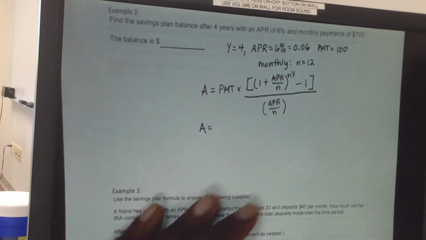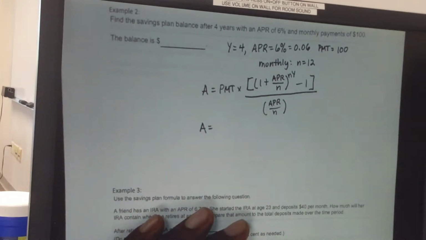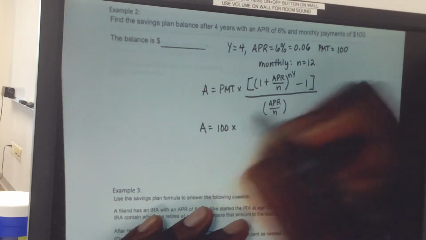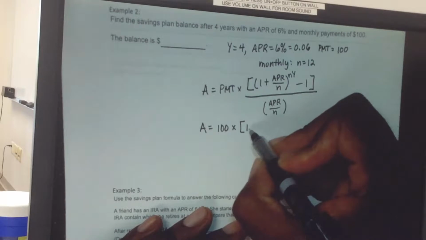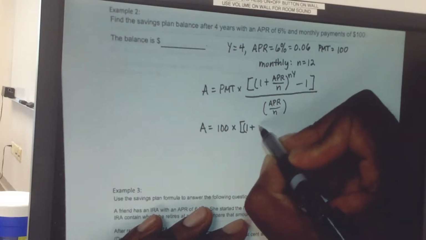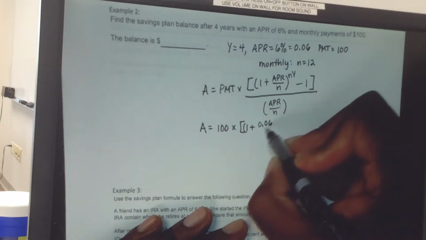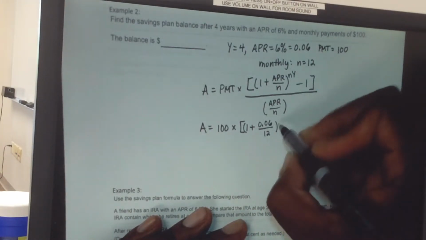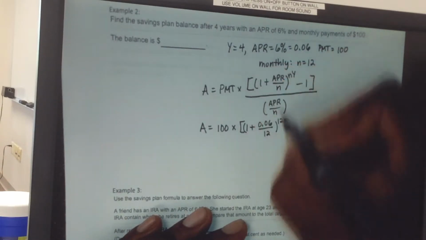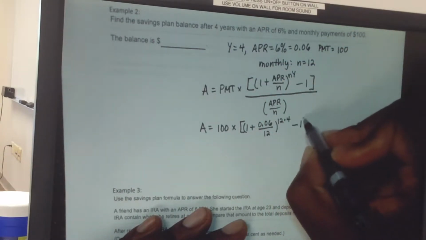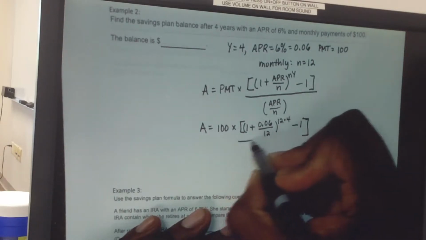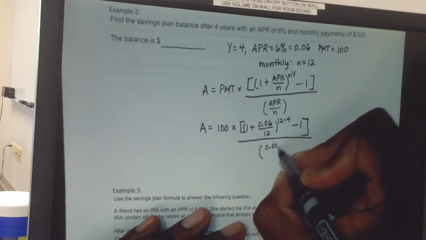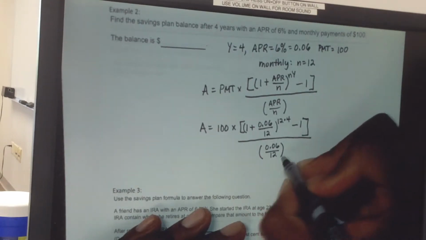So in this case here, we're going to go ahead and substitute what we have here. Your PMT, that's a payment of $100 times, this will be 1 plus APR, the annual percentage rate of 0.06, divided by N, that's 12, raised to the N times Y. N is 12, and here Y is going to be 4, and then minus 1. That's going to be divided by your APR, that's 0.06, divided by N, that's going to be 12.